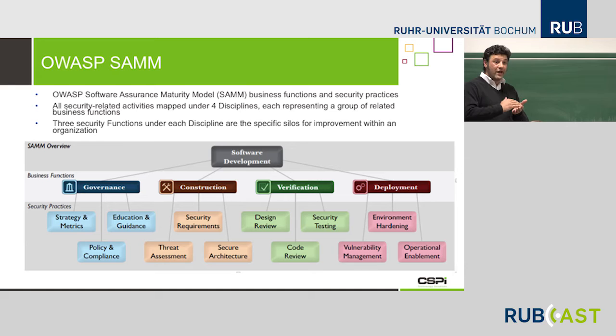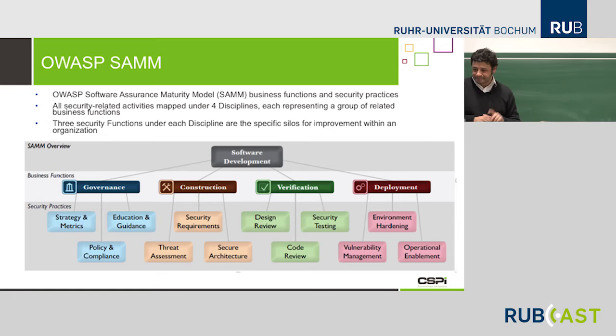The objective is always to get better over time. It doesn't mean that you implement it and then you will be on top. It's more or less an evolving process. That means you need to apply it and see what can be done better the next time. During the life cycle, there are certain security practices you may apply on your application or on your environment. We talked about security architecture, threat assessment, then design review, security testing, code review, and so on.